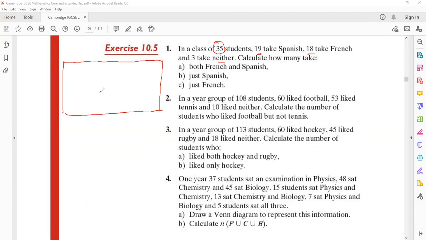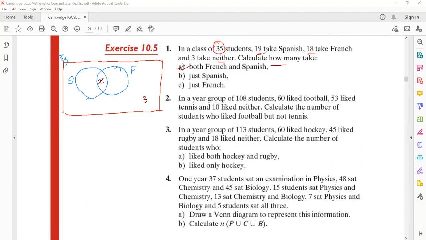So let's draw. There are two subjects. I'm using S for Spanish, and F for French. So this is S, and this is F, and this is my universal set. They said 3 take neither, so you can put it outside. This is 3, and 35 students total. Now, how many take both subjects? That is unknown for us, so I'll put it as X.